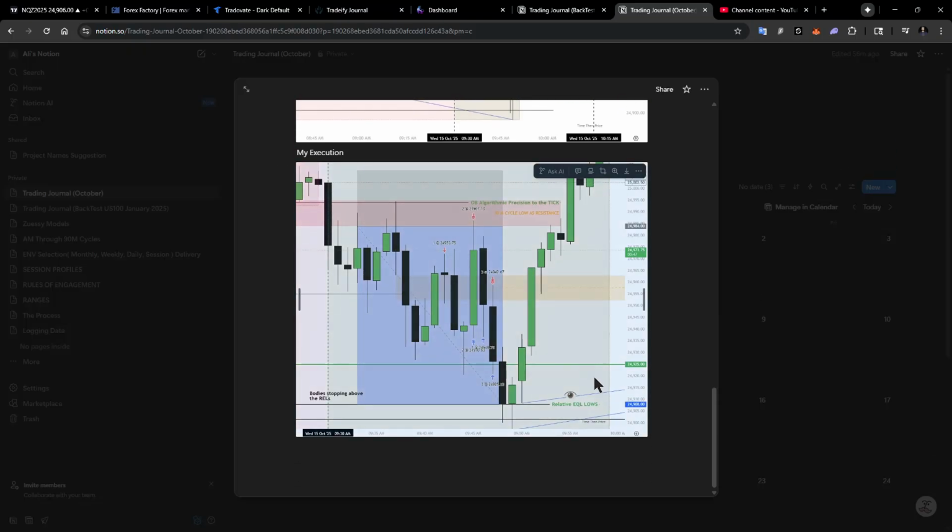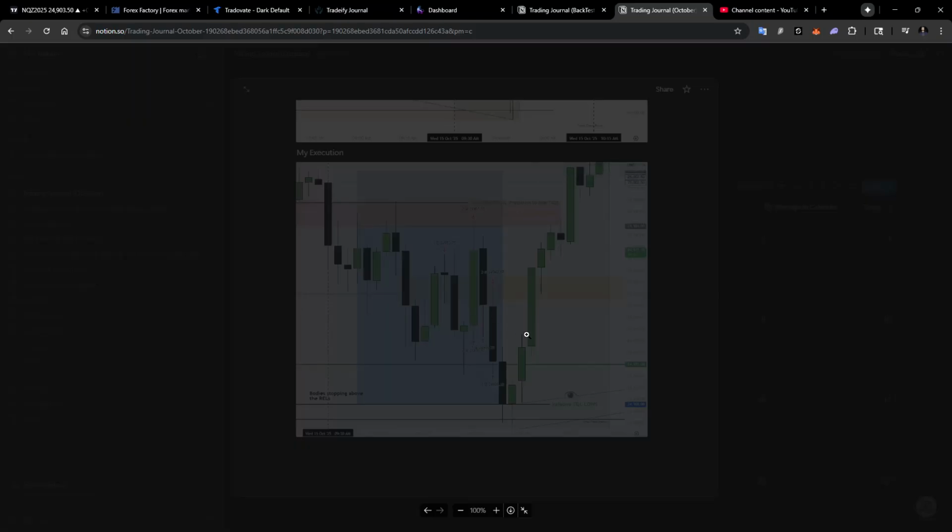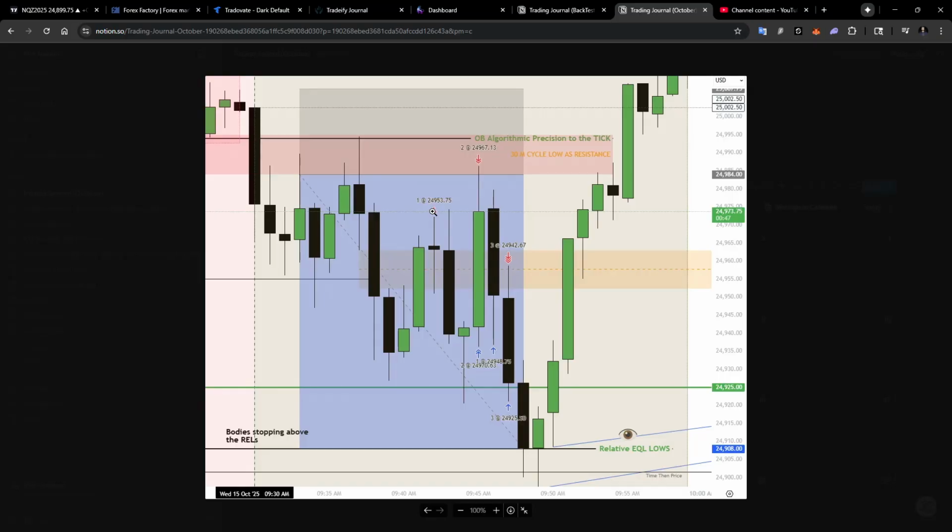Okay, so this is my execution, which I was talking about, where I entered, I got stopped out, then I re-entered, I got out in profit, and then I re-entered again here. And this is where I accidentally added a new order, and then I panicked and I got out here at 925 in this area, which is fine.